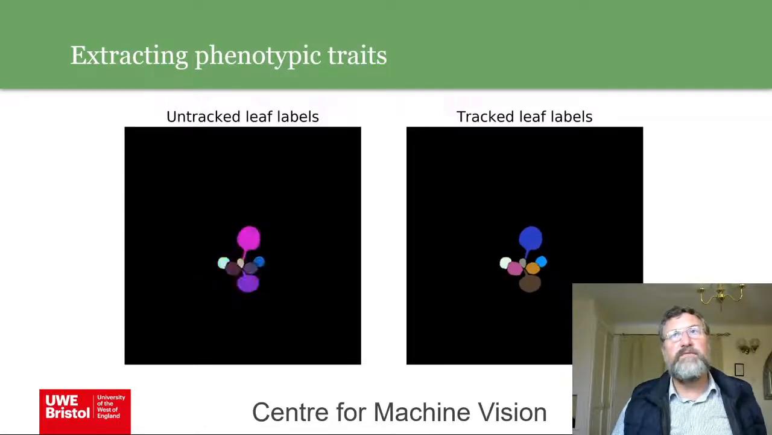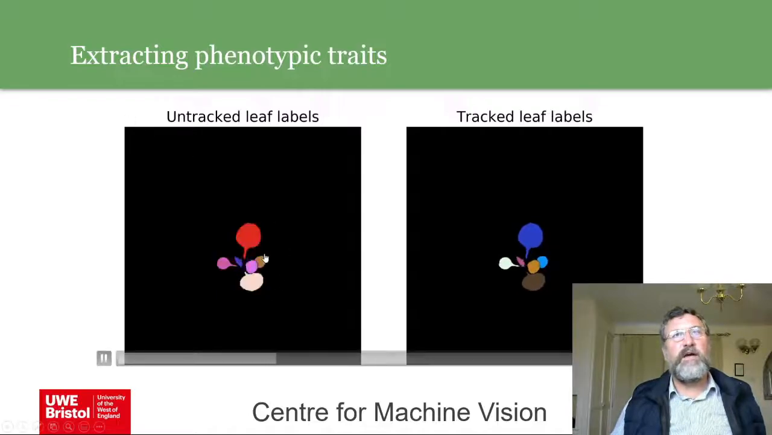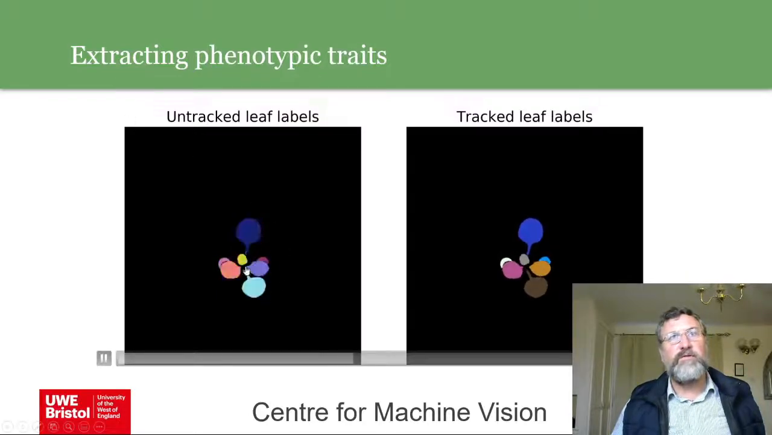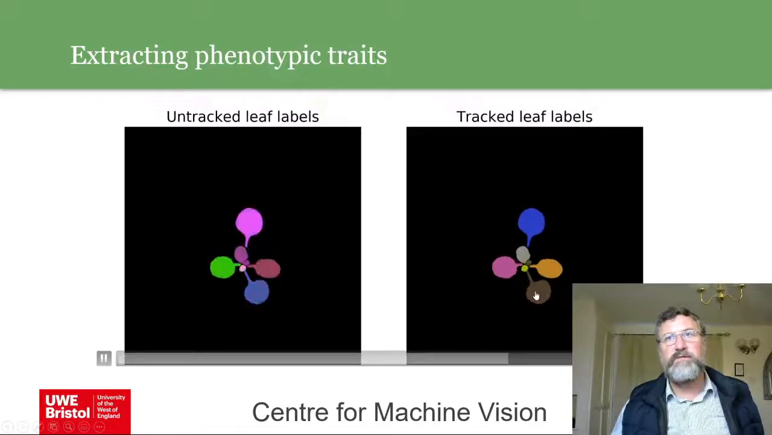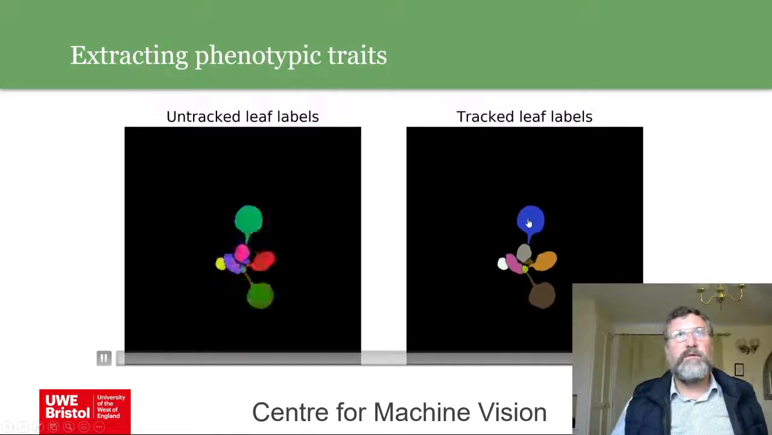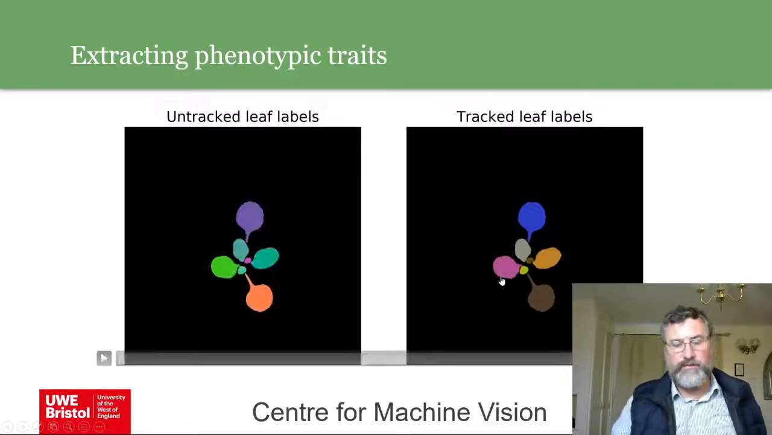So it's tracking the leaves there. If you didn't have the leaf labeling with the CNN, you get all sorts of errors going on. But when you're tracking it with the CNN, you can see we've got pretty good reliability on these leaves. Identification.